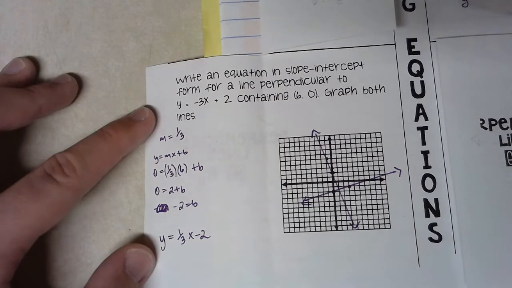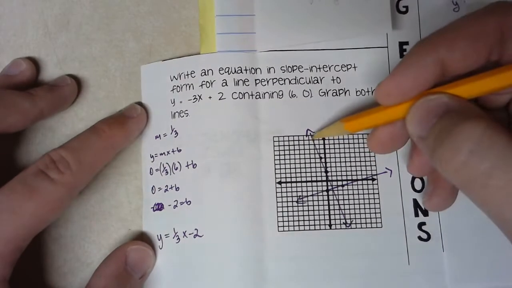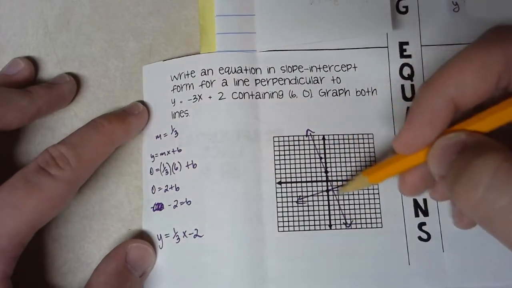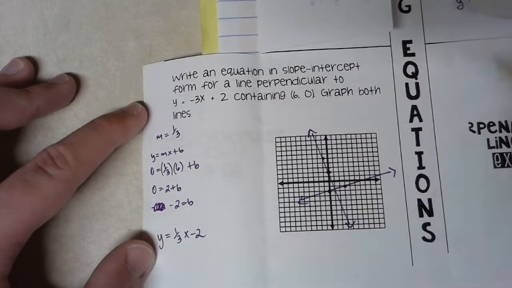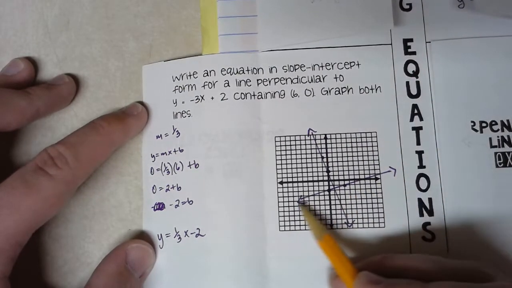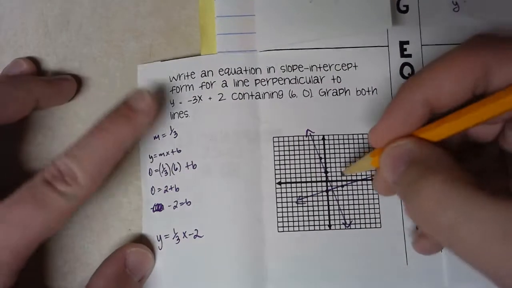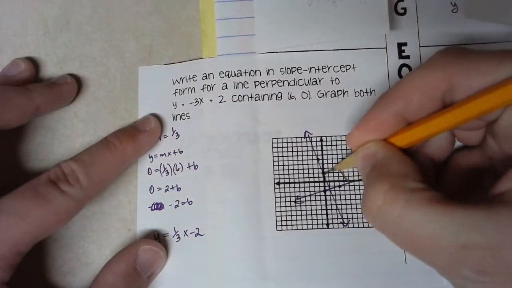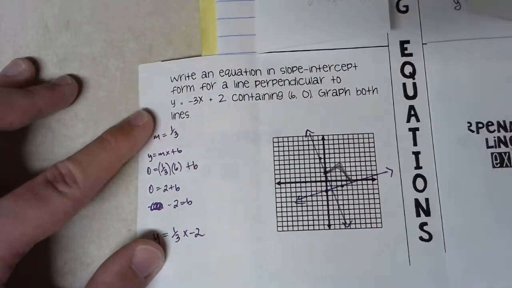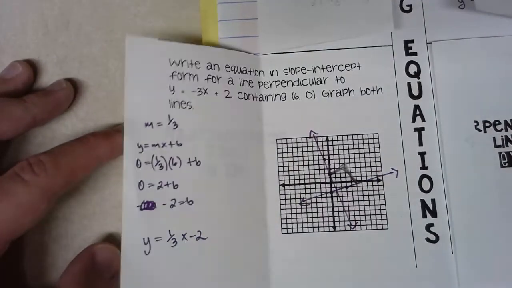And then I graph both my lines to prove they are perpendicular. So this line right here is my original, y = -3x + 2. This line right here is my new line, 1/3 x - 2. And when they intersect, they do indeed create right angles. Okay, let's look at one last example.